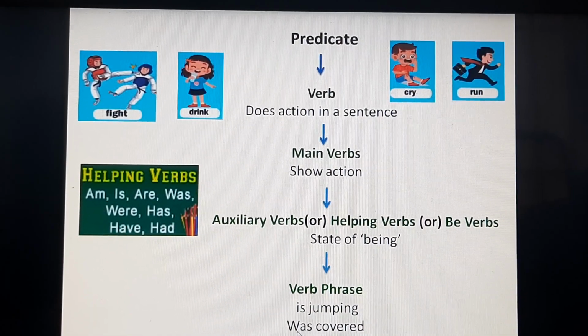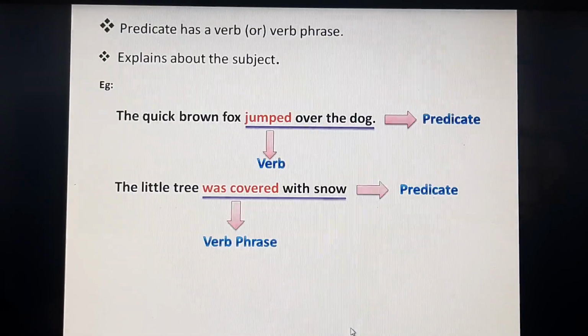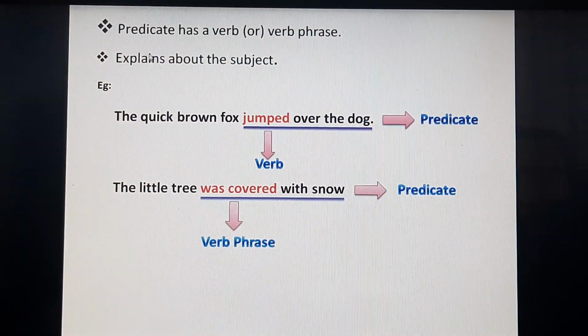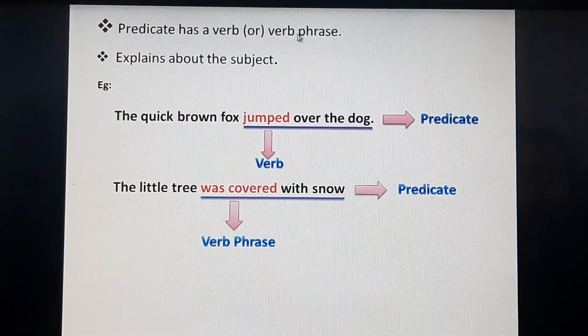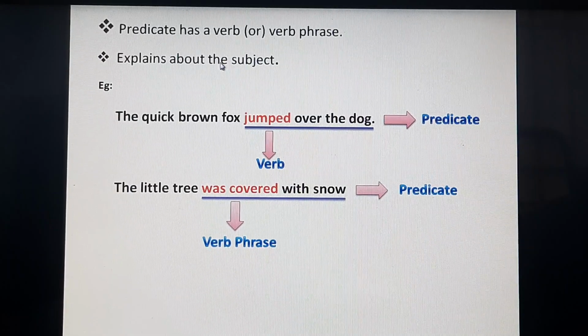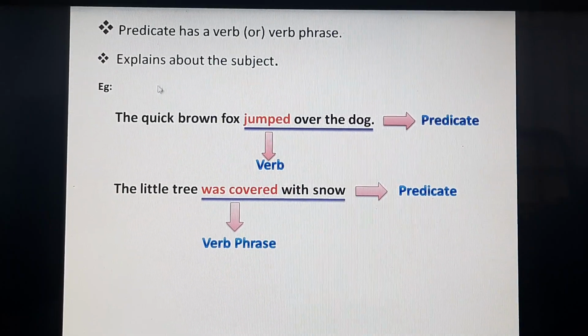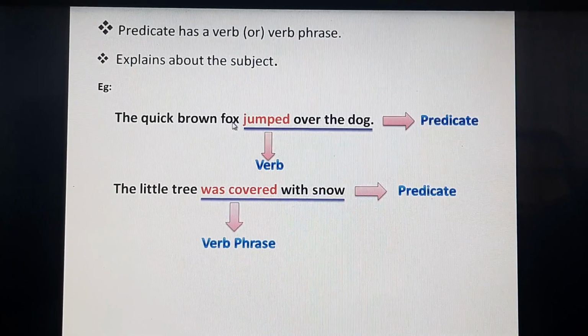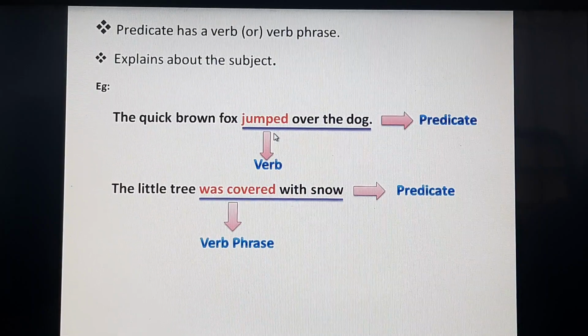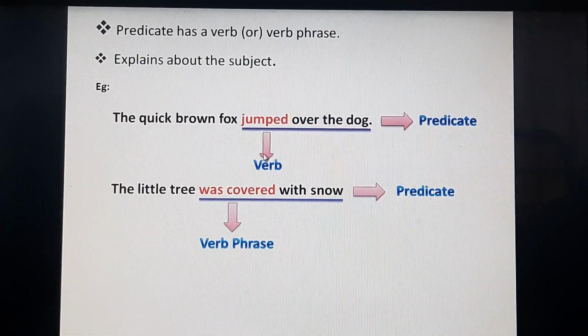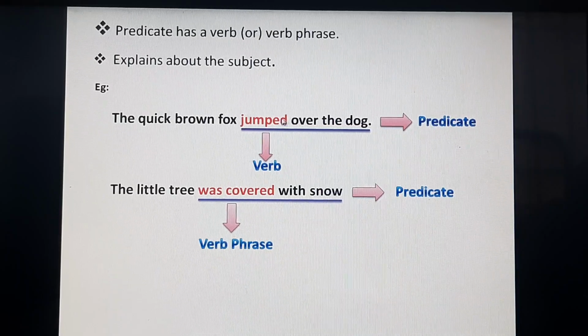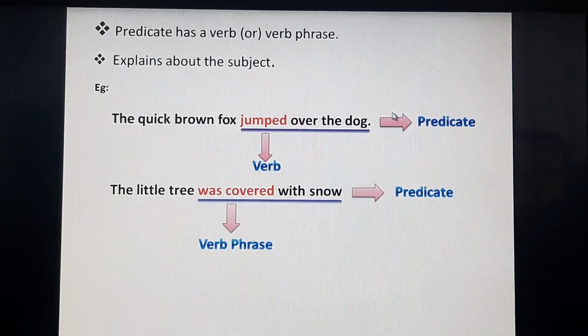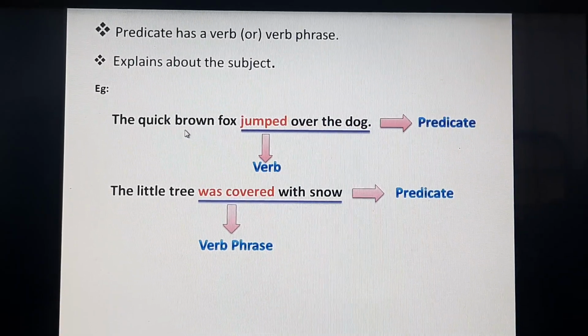Is jumping, was covered. Facts to remember: the predicate has a verb or a verb phrase. It explains about the subject. For example, the quick brown fox jumped over the dog. Jumped is your verb, and all the words that come after that make the predicate. They will say more about the subject.